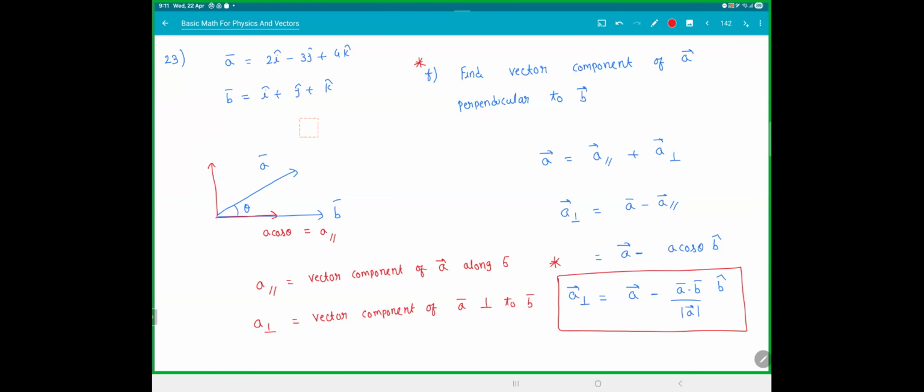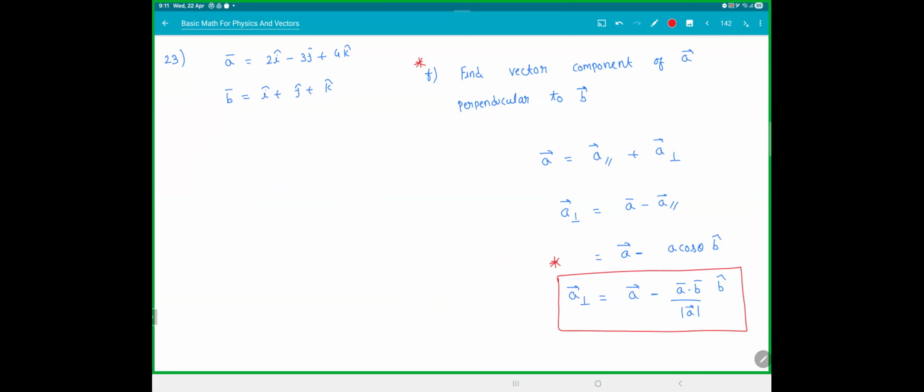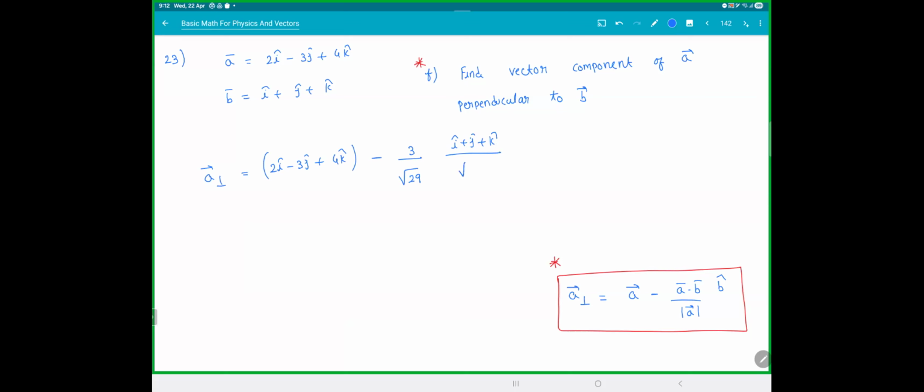So your A perpendicular vector is A bar, which is 2i minus 3j plus 4k, minus what is A dot B? 3. What is mod A? Root 29. And what's B cap? I cap plus j cap plus k cap by root 3. No, wait, sorry, this is mod B bar.